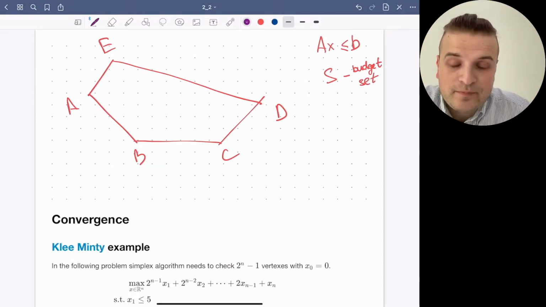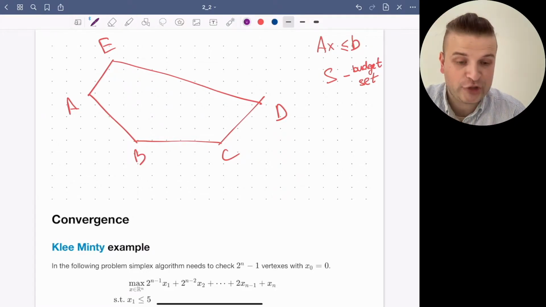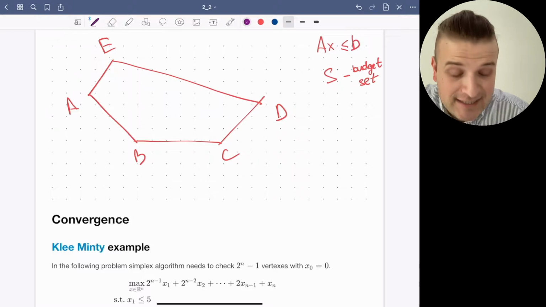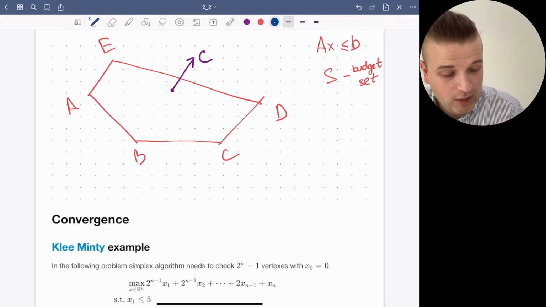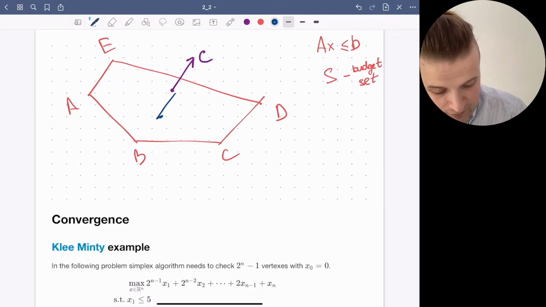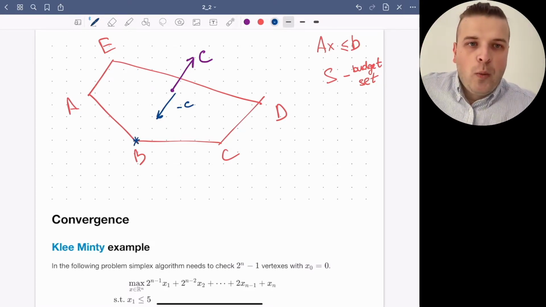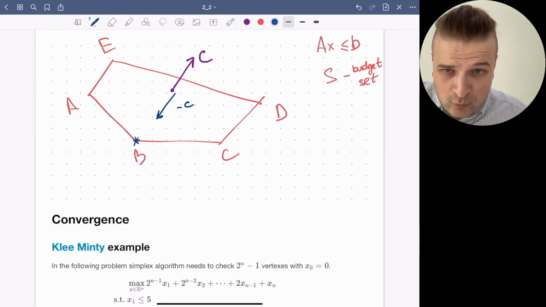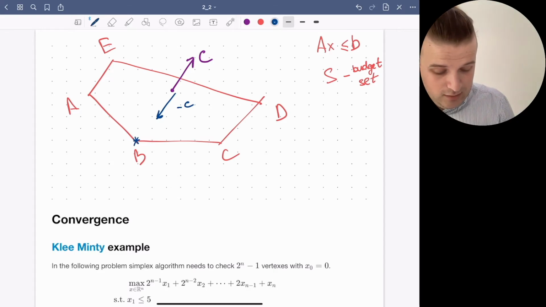At the same time, suppose that we have some function to minimize, which is defined by a vector C. Let's say this vector C, which means that the direction of minus C is the following, which brings an immediate obvious conclusion about the solution of the problem. The solution should be vertex B. That's the solution for sure.